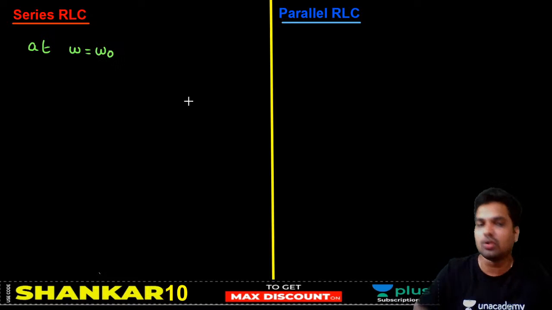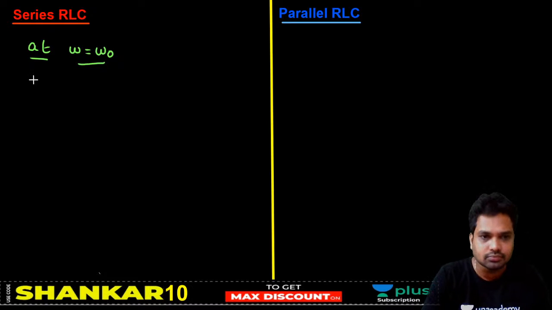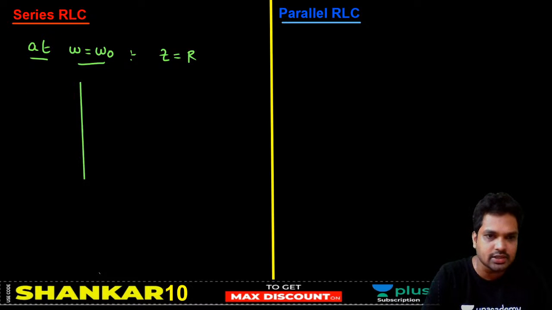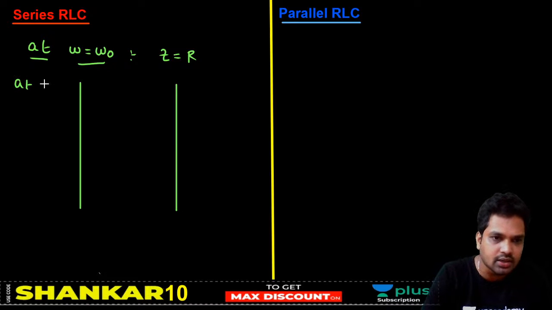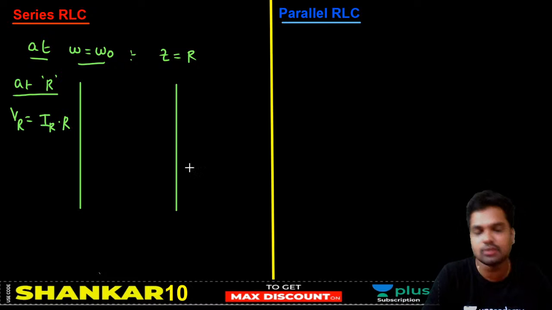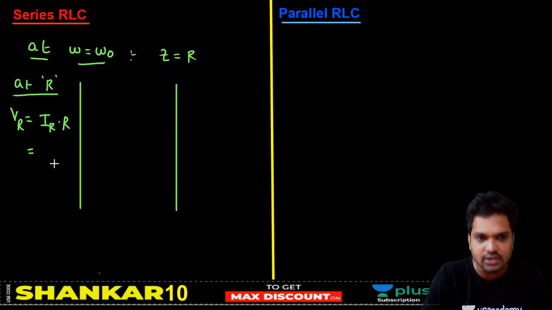At omega equal to omega naught, please listen, your Z equal to R. Okay, what about the voltage across the resistor, inductor, and capacitor? What about the voltage across the resistor? Current in the resistor into R. What is the current in the resistor?